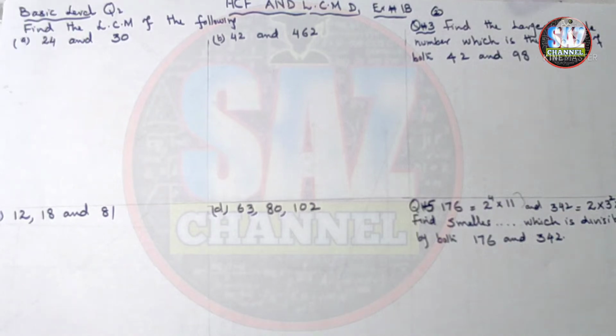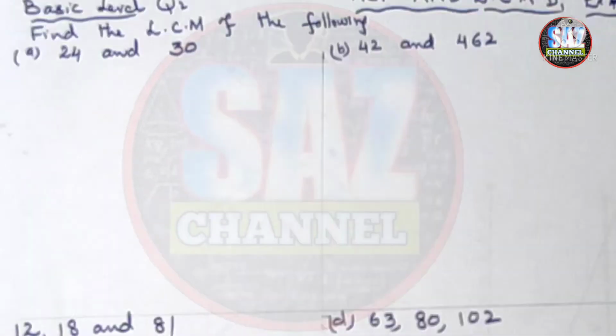In this class, students, we will be discussing basic level question number 2, and question 2 says: find the lowest common multiple of each of the following numbers, and the first number is 24 and 30. If you recall my previous lesson, you can observe that we did discuss that in order to find LCM or HCF of the given numbers, either we can go with the prime factorization or we can go with the combined division.